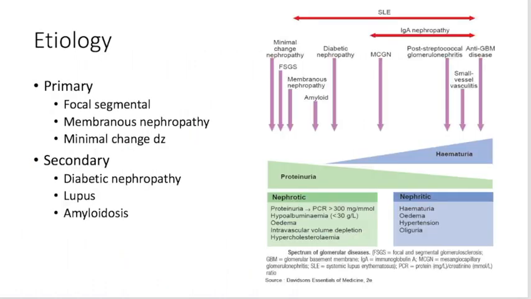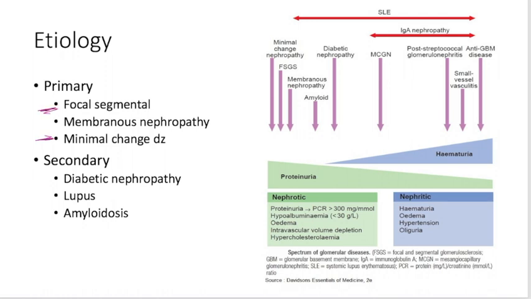So we do have primary and secondary causes. Primary is going to be a primary glomerular lesion, and that is focal segmental glomerulosclerosis or minimal change disease. So those are the two most common.